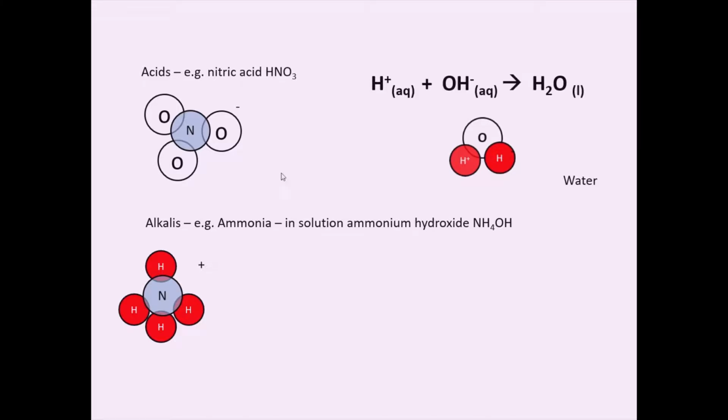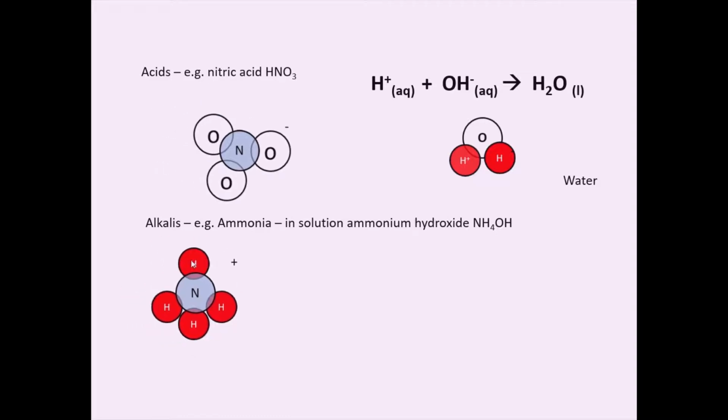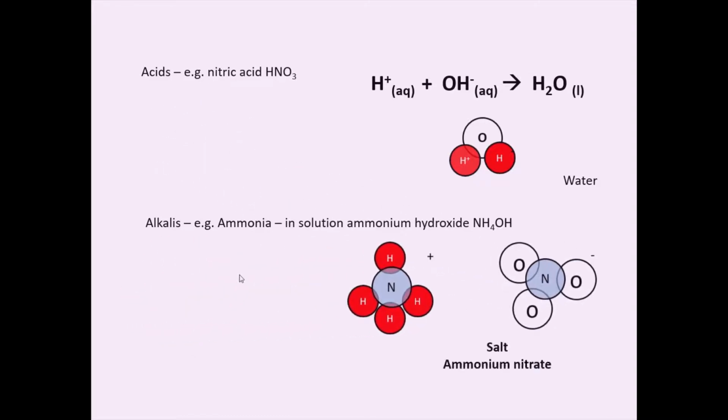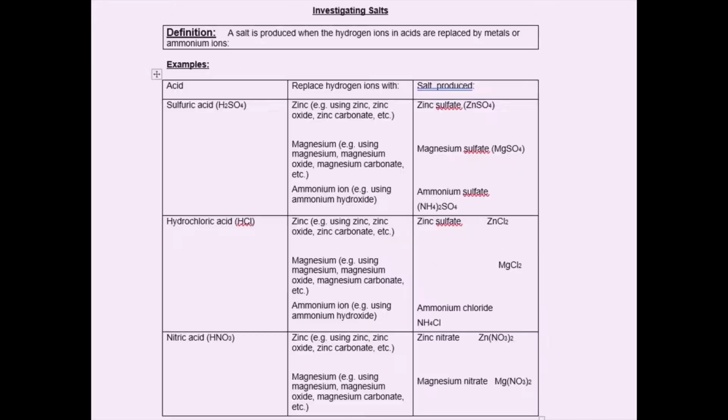And then the acid has its H plus replaced, and in this case, it's going to be replaced by the NH4 plus ion, the ammonium ion. And when we put those together, that makes the salt ammonium nitrate. So what we see then is that the salt is always made when the H plus from the acid has been replaced by a metal ion or ammonium.